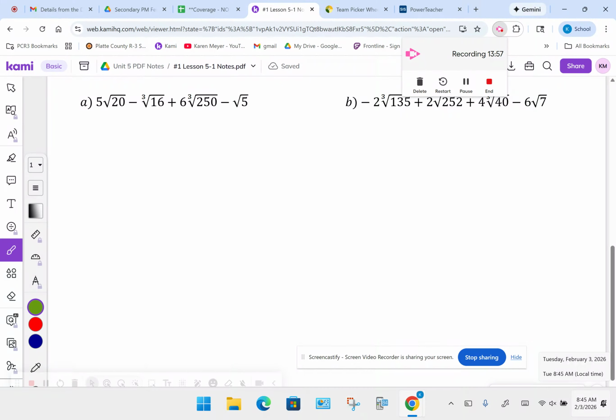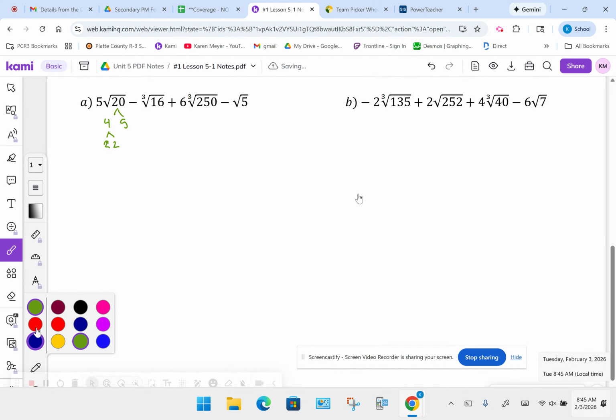Okay, so now when we look at the problem, you're going to notice that they don't all have the same index number, and they don't all have the same number underneath. So I would start the problem by first trying to break down the number inside the roots. Okay, so let's start with 20. So here I would do a factor tree for 20. So I would do 4 and 5. And 4 breaks down into 2 and 2.